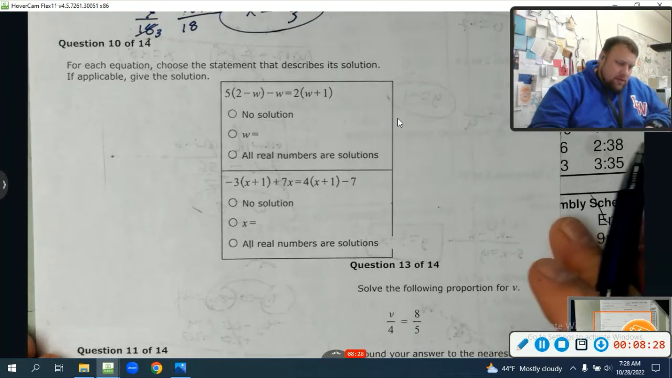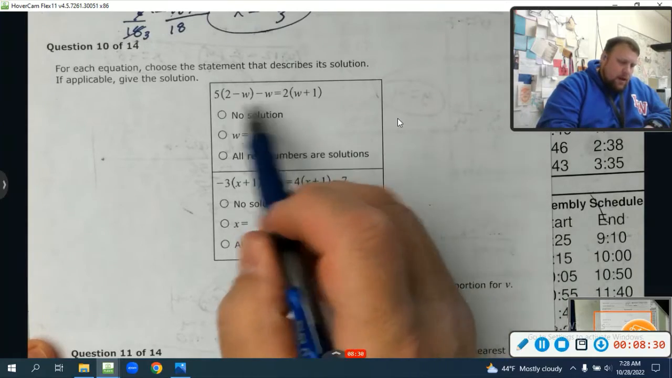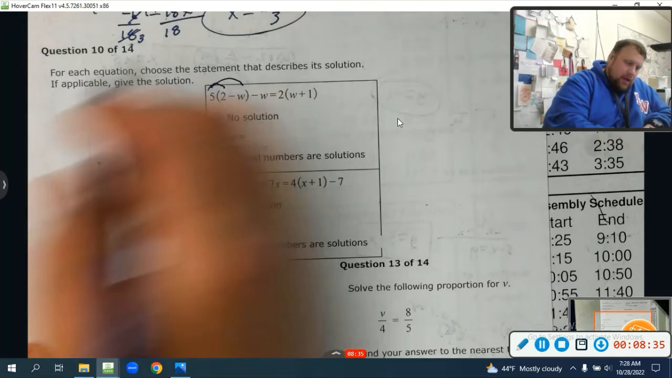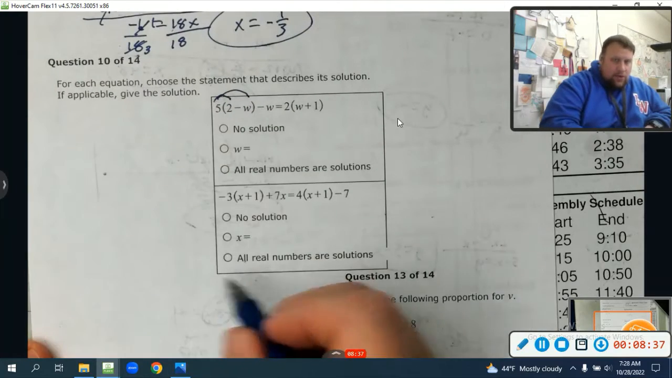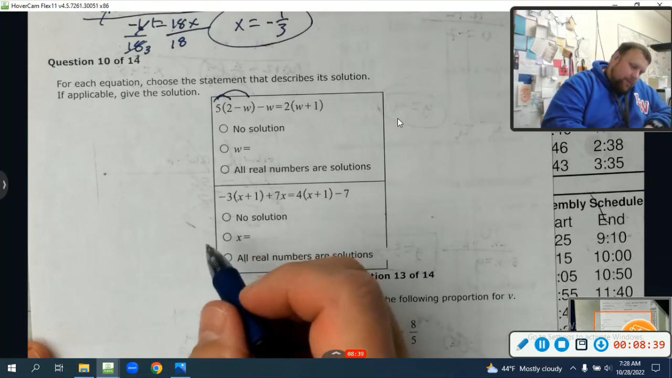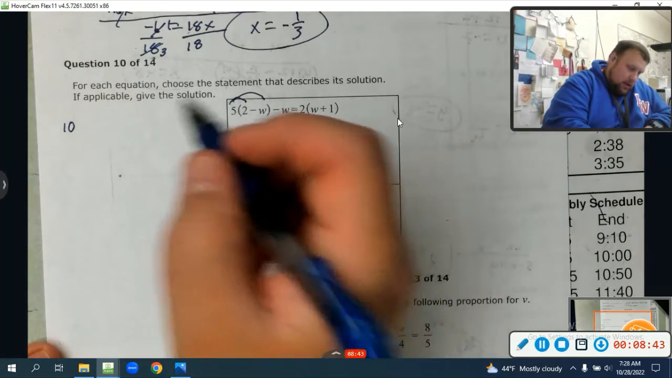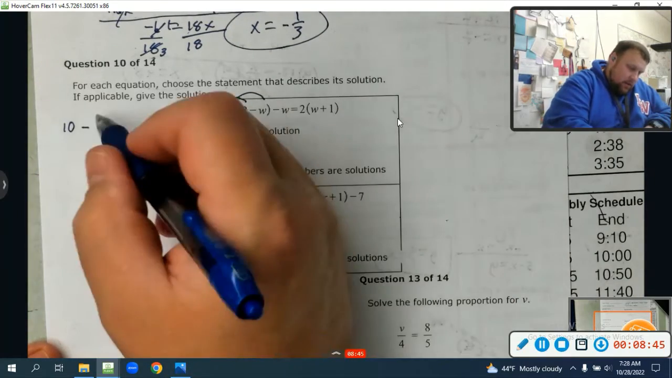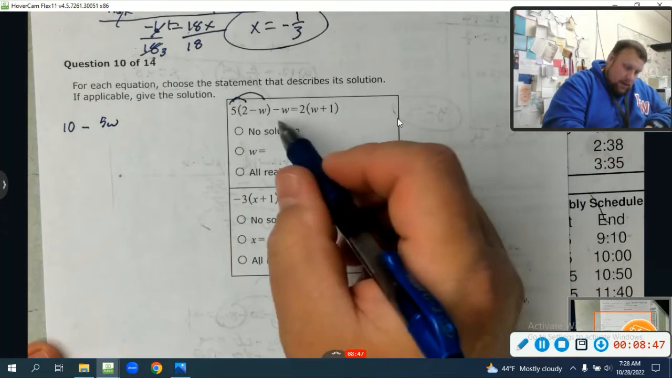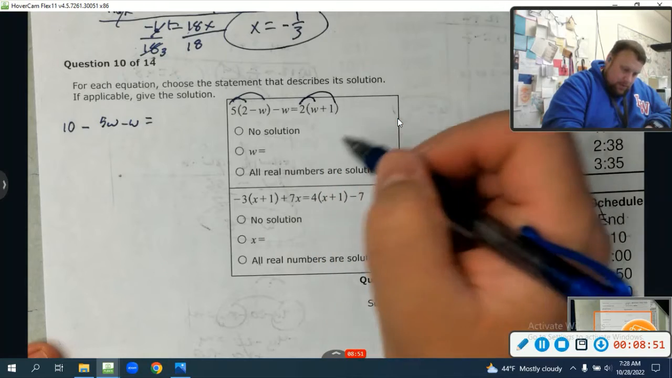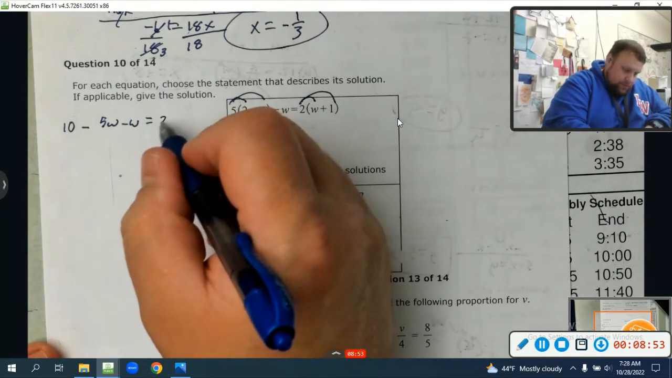All right, for each equation, choose a statement that describes the solution. If applicable, give the solution. Okay, I'm just going to solve this. So again, I'm going to distribute it, and I'm going to write it to the left. Because I got 2 of these equations, I'm going to write one to the right, one to the left. So let's see, that's going to be 10 minus 5w, and then a minus w, should equal, now let's distribute this one, 2w plus 2.